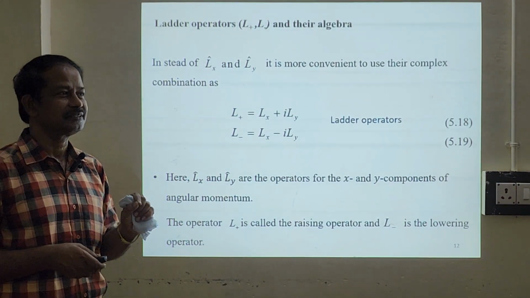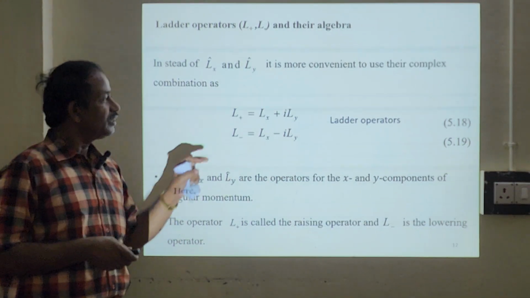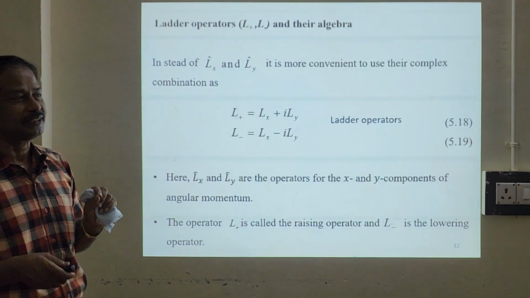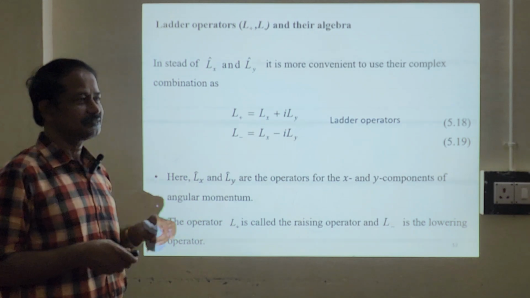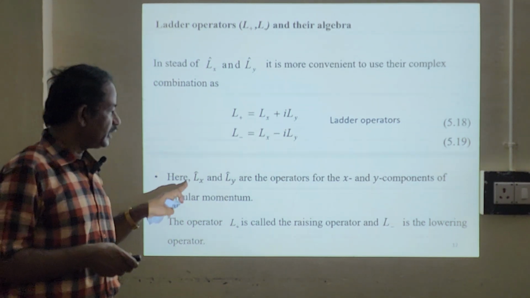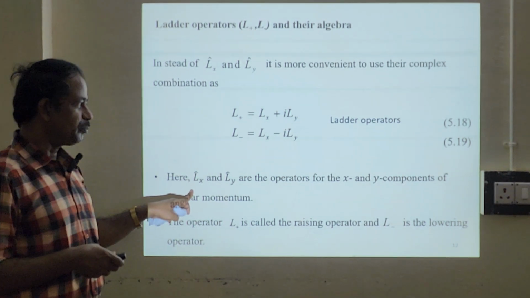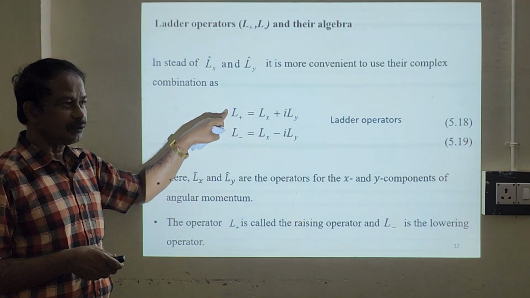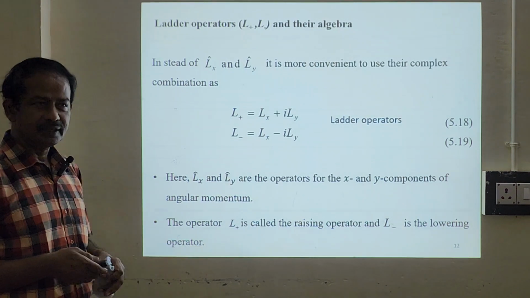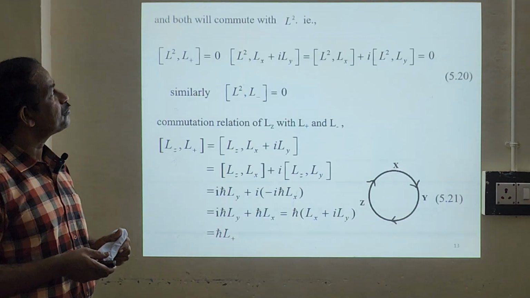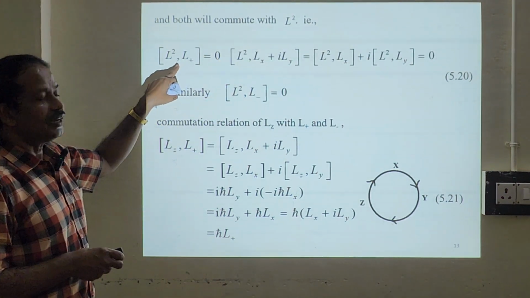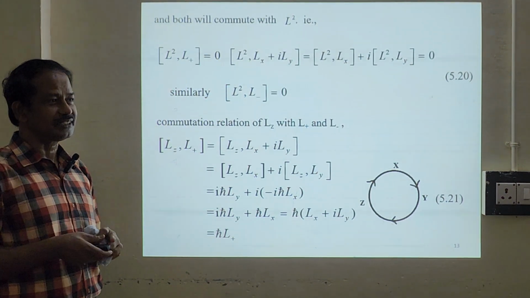You have to remember this. Lx and Ly, and of course L plus and L minus, are all Hermitian operators. Only then can we get real eigenvalues. Here Lx and Ly are the operators for the x and y components of angular momentum. L plus is called the raising operator and L minus is called the lowering operator.